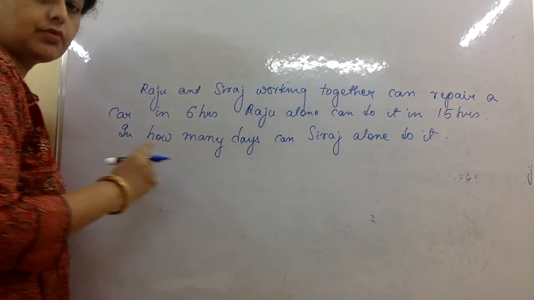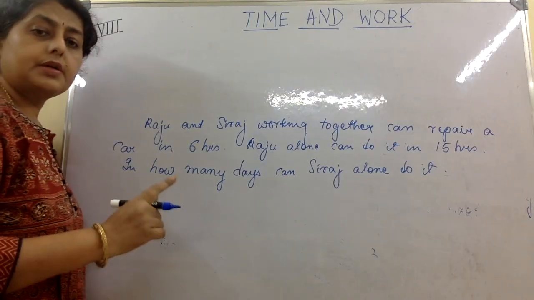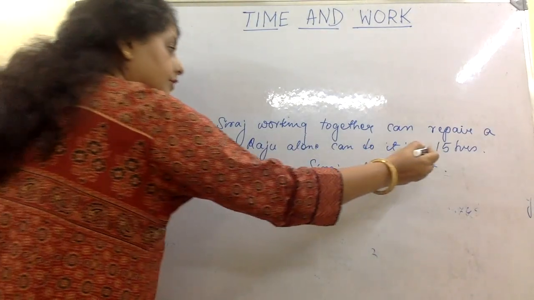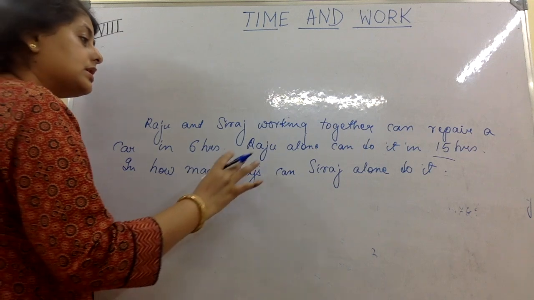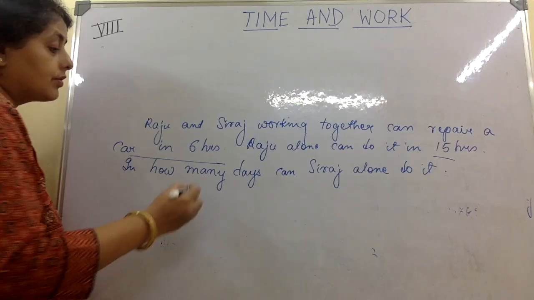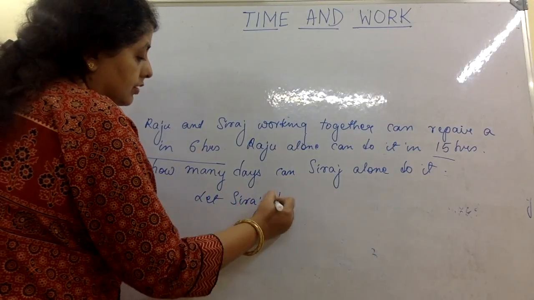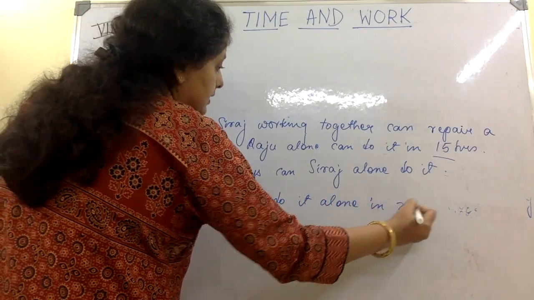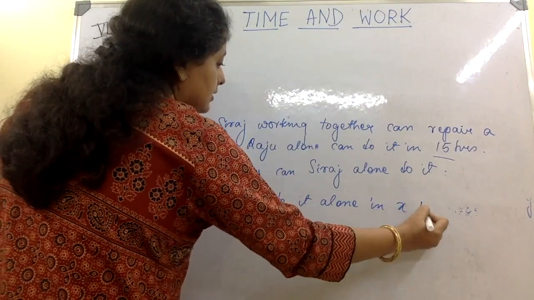Raju and Siraj working together can repair a car in 6 hours. Raju alone does it in 15. That means if Raju was left alone, he would finish it in 15 hours. And in how many hours can Siraj alone do it? So from this you will have to understand the capacity of Siraj. So let Siraj do it alone in X hours, sorry, not days, X hours.